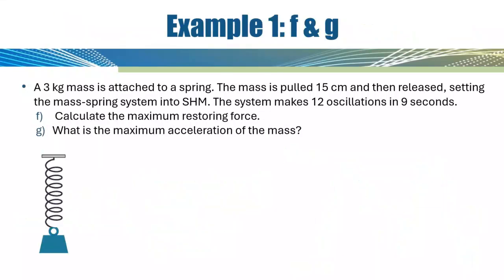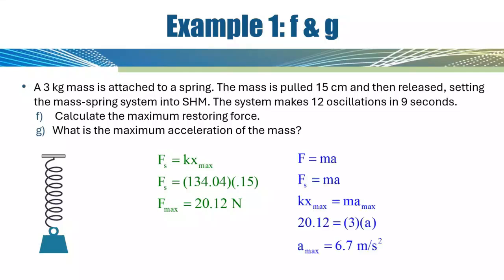And letter F says calculate the maximum restoring force. The maximum restoring force can be calculated from Hooke's law, F equals kx. The spring constant is 134.04 times the maximum displacement gives me a maximum restoring force of 20.12 newtons. And then finally letter G, what is the maximum acceleration of the mass? I'm going to get this from F equals ma. And the net force is the restoring force equals ma.